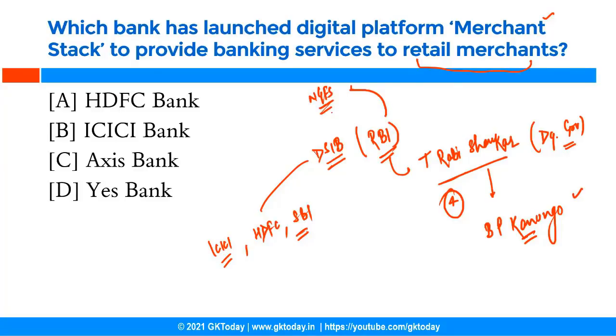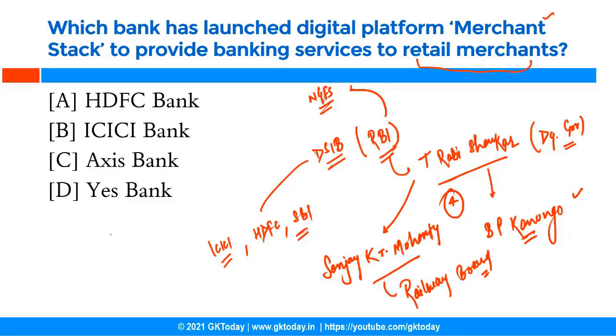NGFS is Network for Greening the Financial System. Apart from the appointment of Mr. T. Ravi Shankar, recently one more appointment was in news, and recently Mr. Sanjay Kumar Mohanty has been appointed as the member of Railway Board. Now in the context of banking, recently few other initiatives were in news.